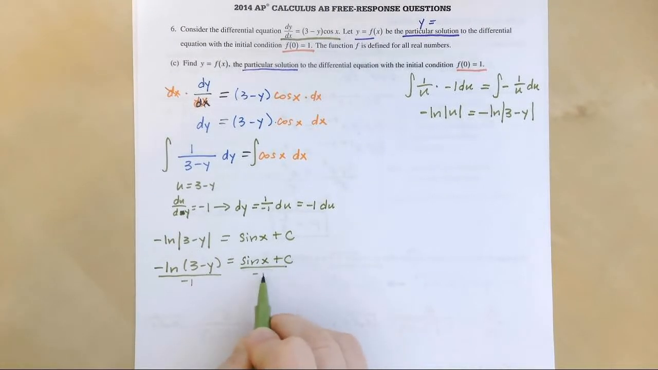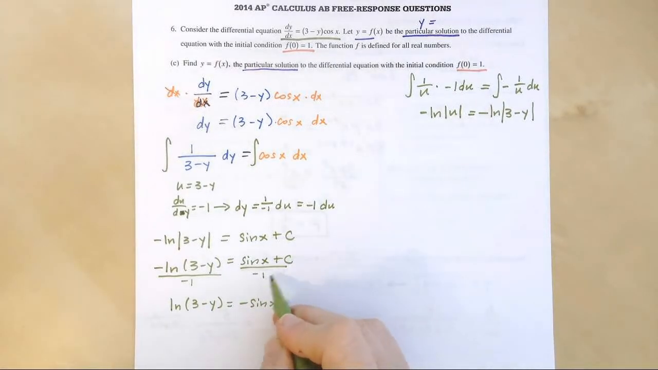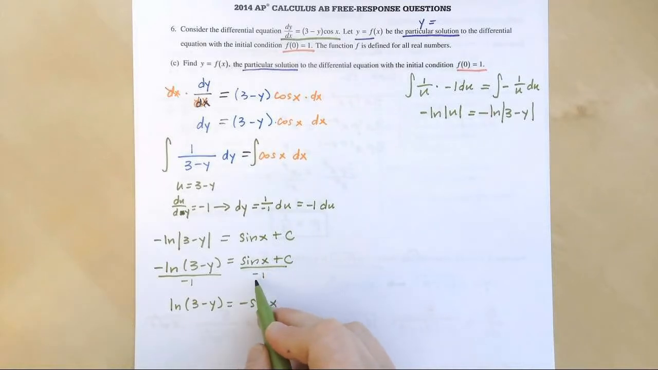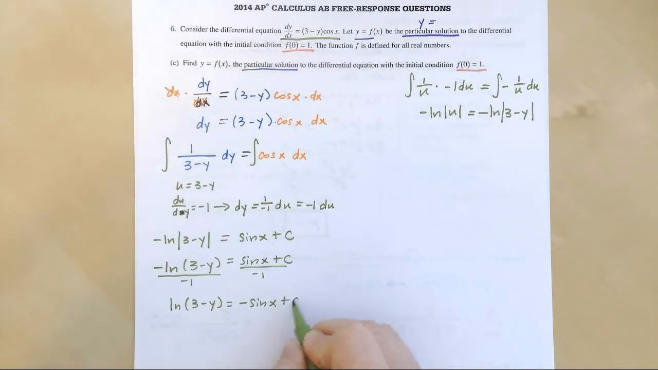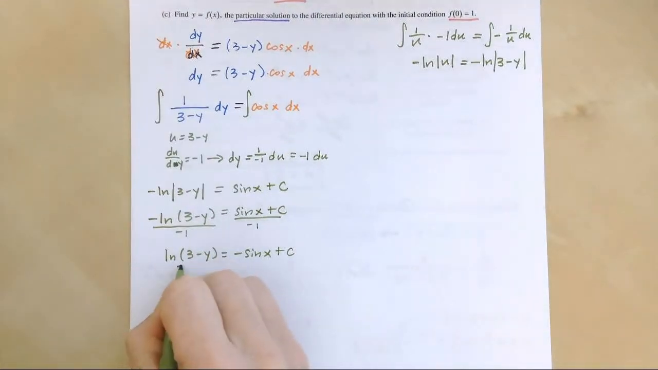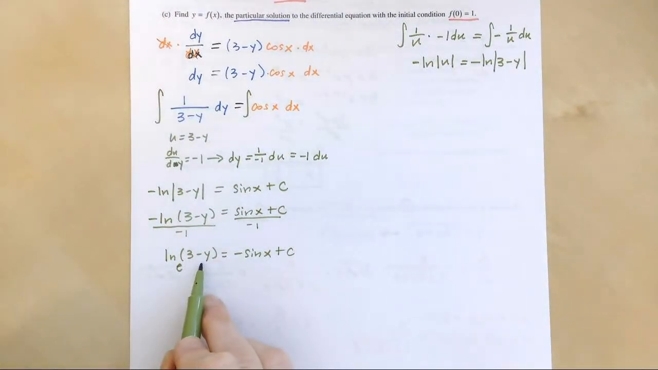Divide by negative 1. And we have natural log of 3 minus y equals negative sine x, and then positive c divided by negative 1. We don't really know what c is, so we're not going to let signs affect c. So we're still just going to write plus c. Okay. Now we need to get y out of the log. We need to convert this to exponential.